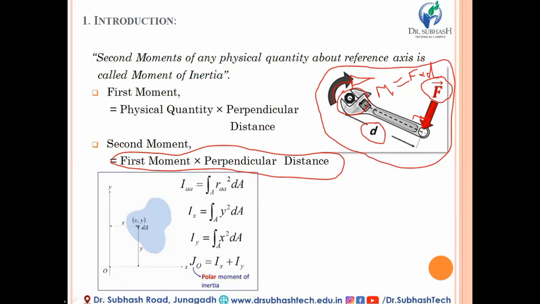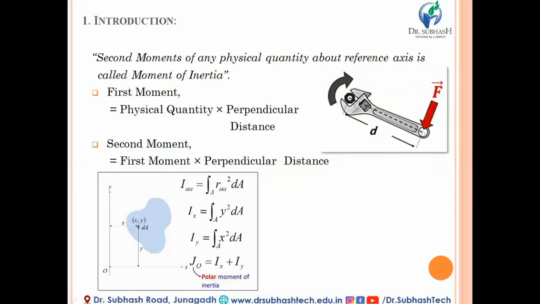Now look at the bottom diagram. You are given one irregular shape object, and the center of gravity is located over here. There is also one small area selected, which is located at distance y from the x-axis and distance x from the y-axis. Now, in order to calculate the moment of inertia of this particular element dA, you just have to multiply the distance with the particular physical parameter two times.